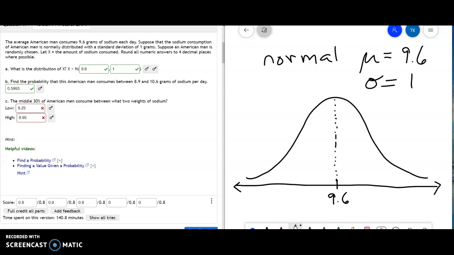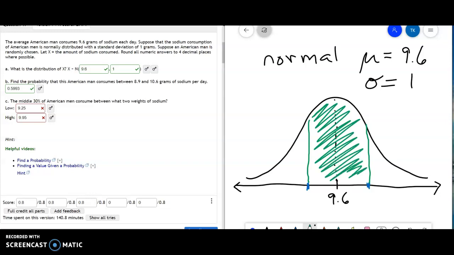Now, I'm a picture person. I have to draw a picture. So I'm thinking, I want to find a data value that's right here and a data value that's right here, just guesstimating the picture, so that between this blue data value and that blue data value, and it should be symmetrical, the area under the curve is 30% of the total. We're going to find those two blue points separately.